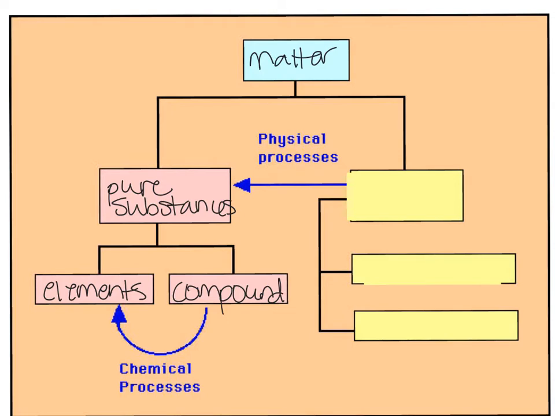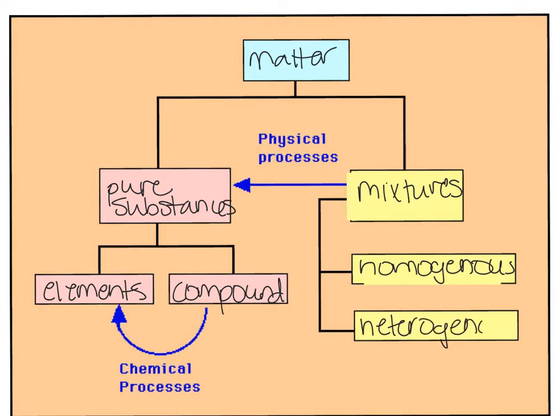Then over here on the right, we have our mixtures. This is probably more familiar territory because most of the stuff that we work with or encounter on a daily basis belongs in this category. Among the mixtures, we have two different types: homogeneous mixtures and heterogeneous mixtures. On the next slide, we'll go into the description of what sets all of these apart from one another.